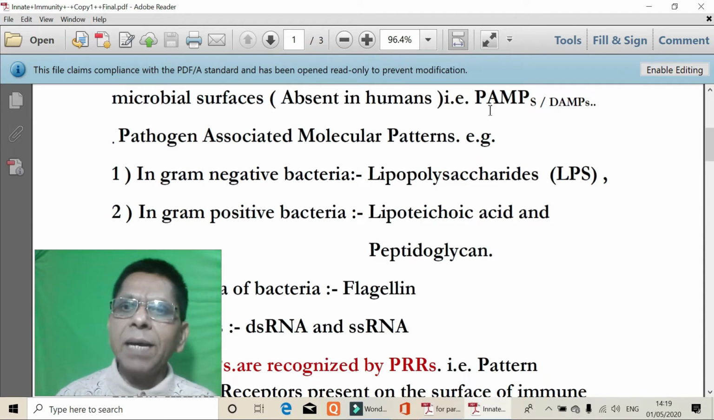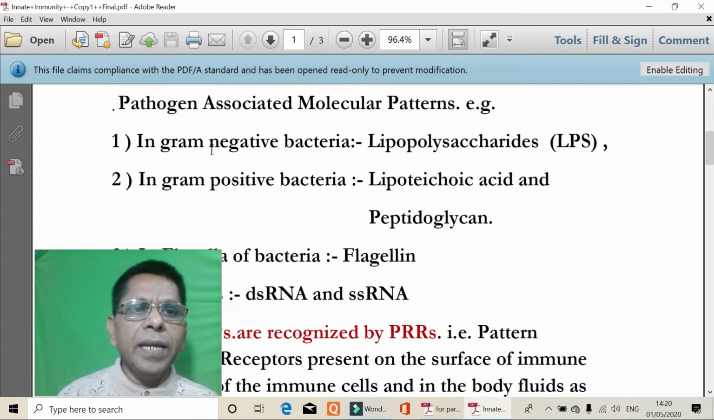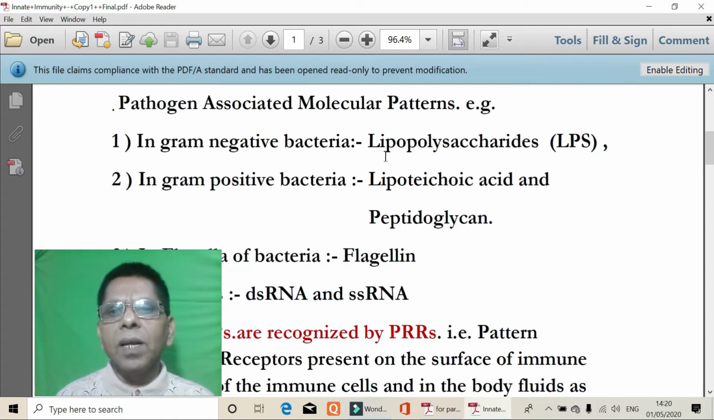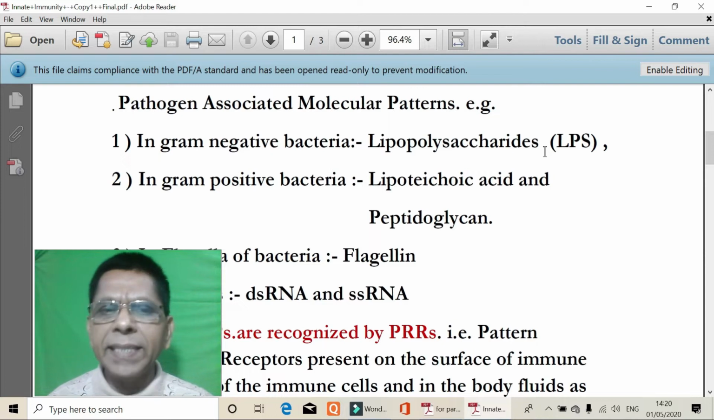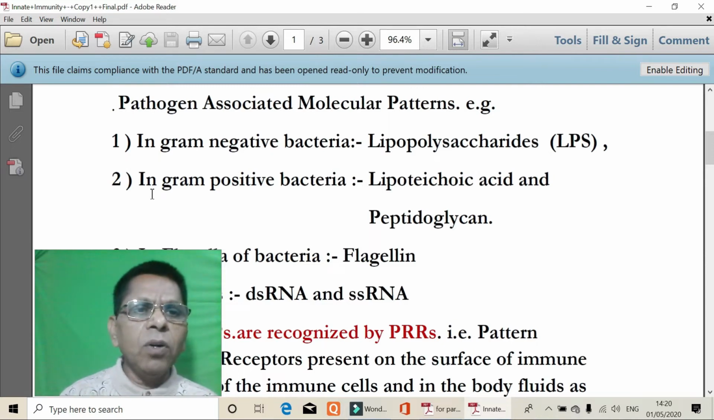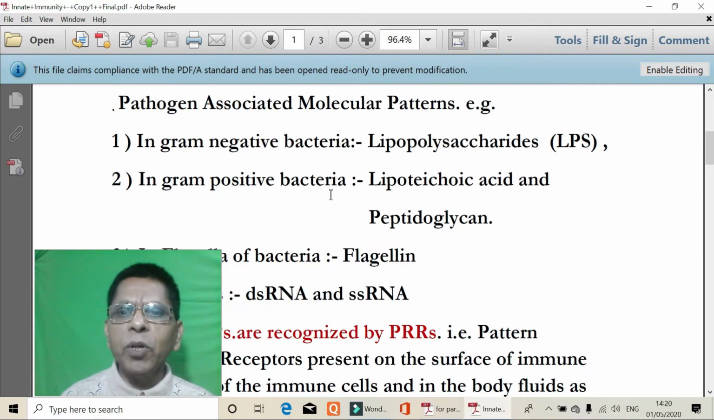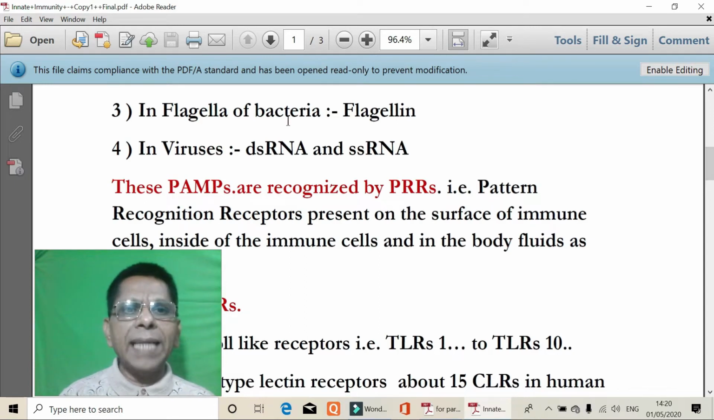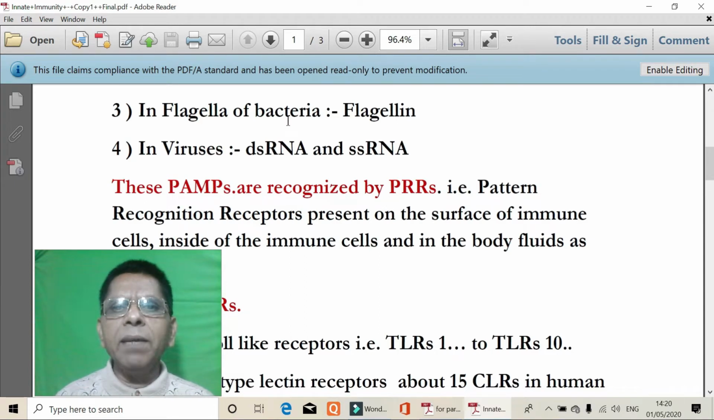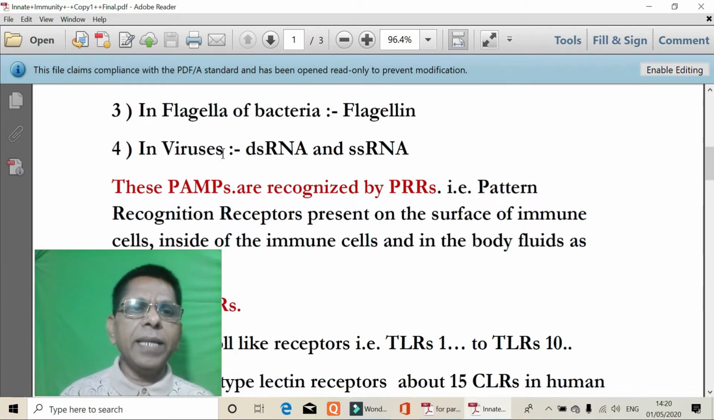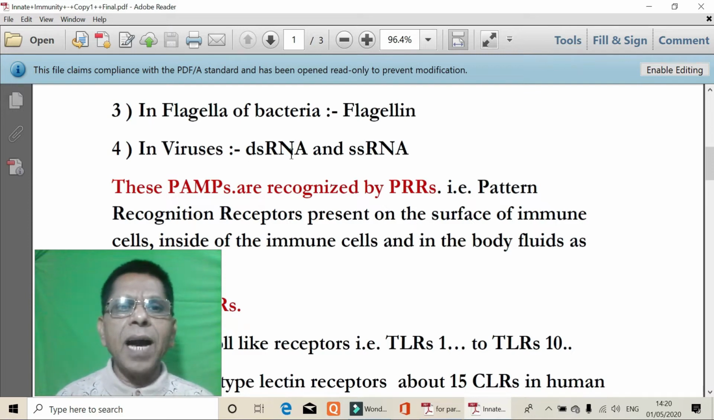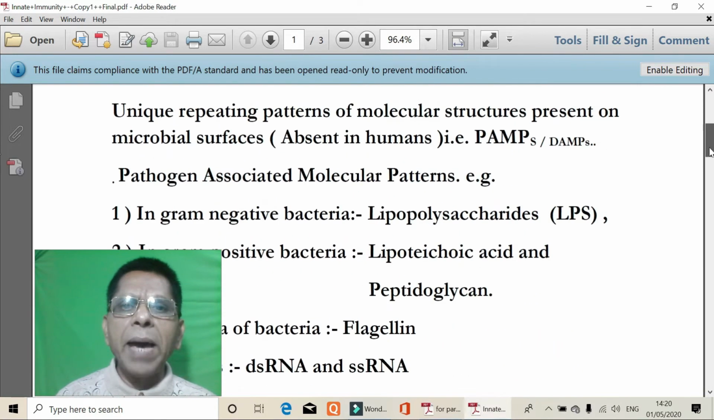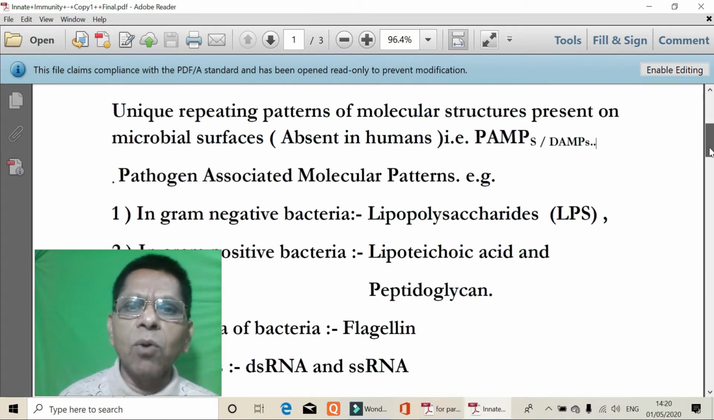So what are the examples of the PAMPs over here? In gram negative bacteria, lipopolysaccharides, that is LPS, is present. And number 2, in gram positive bacteria, lipoteichoic acid and peptidoglycan are present. Then number 3, in flagella of bacteria, the protein flagellin is present. And in viruses, the genetic material is present in the form of double-stranded RNA or single-stranded RNA. So these are called PAMPs, that is pathogen associated molecular patterns.